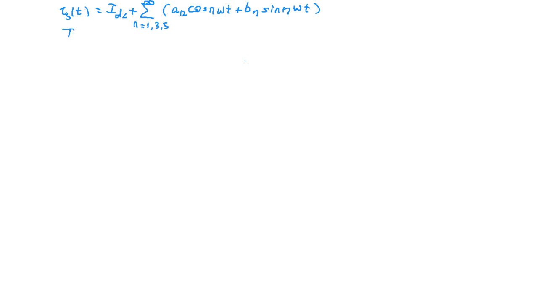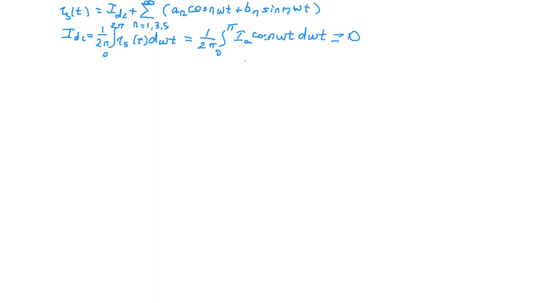IDC, since the positive part and the negative part are equal, IDC is equal to 1 over 2 pi integral from 0 to 2 pi IST d omega t, which is equal to 1 over 2 pi from 0 to pi IA times cosine n omega t d omega t, equal to 0. DC component is 0.